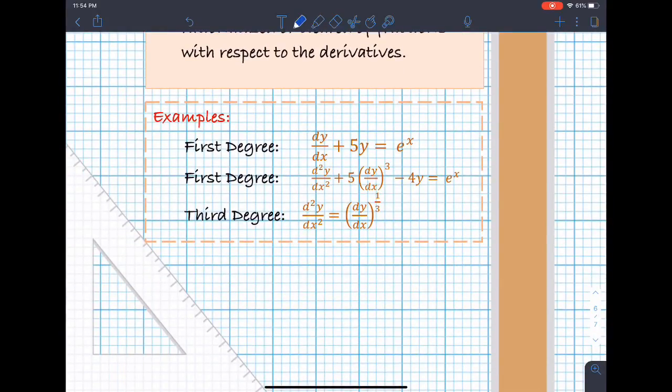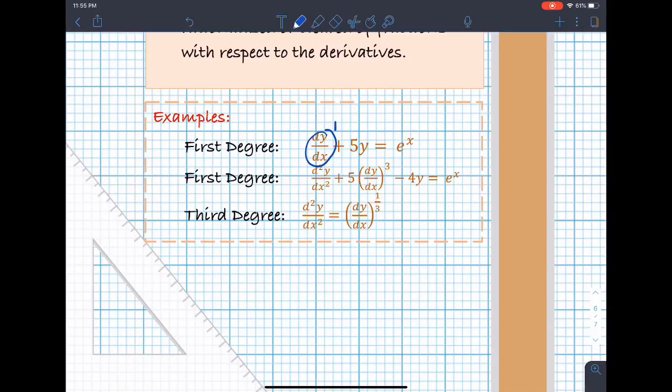So let's have the first example again: dy over dx plus 5y equals e raised to x. The highest derivative here, so there's no confusion since there's only one derivative, is dy over dx. The exponent of dy over dx: since there's no numerical value as the exponent, obviously the degree of that will be 1. Therefore, that would be a first degree differential equation.